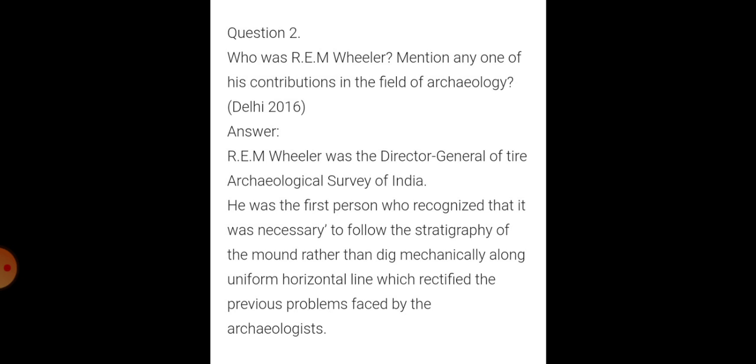So R.E.M. Wheeler was the Director General of the Archaeological Survey of India. He was the first person who recognized that it was necessary to follow the stratigraphy of the mound rather than dig mechanically along a uniform horizontal line, which rectified the previous problem which was faced by the other archaeologists.